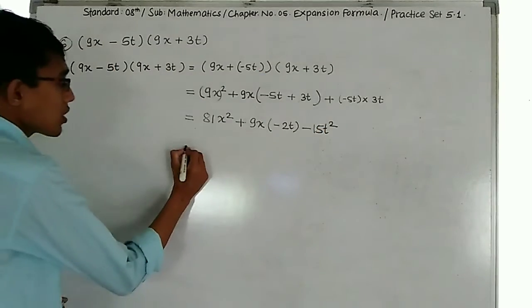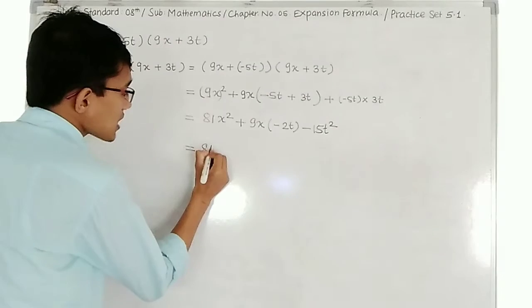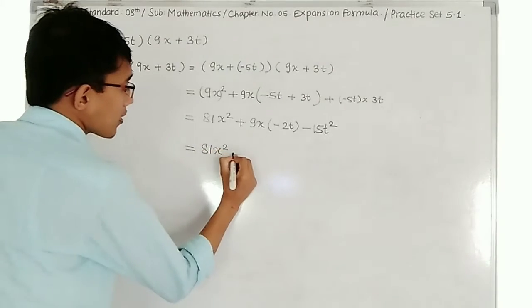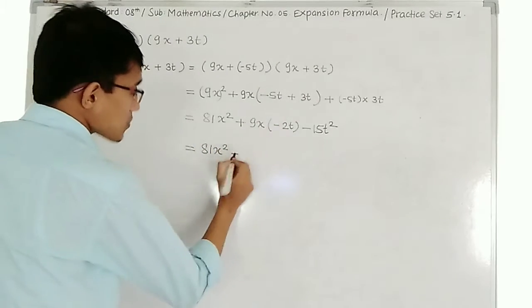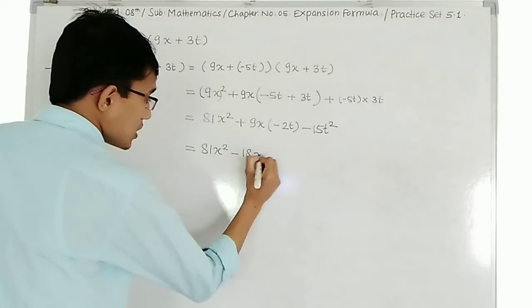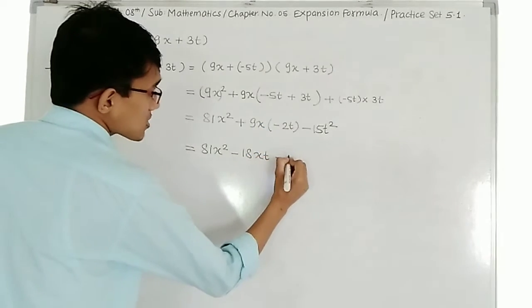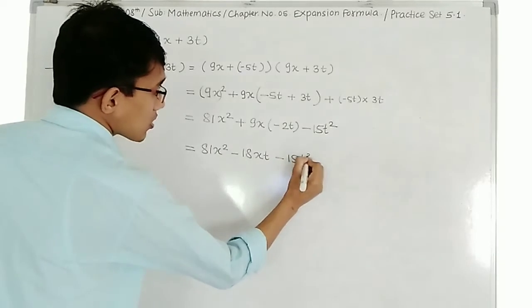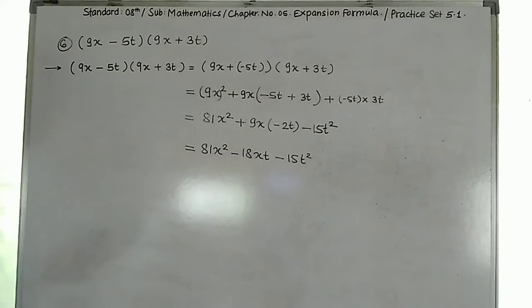So what we have got? We have got the expansion as 81 x square plus into minus, minus 9 into 2, 18 x into t, xt, okay, minus 15t square. So what is the expansion of (9x - 5t) into (9x + 3t)? The expansion is 81x square minus 18xt minus 15t square. Okay, this is the expansion.